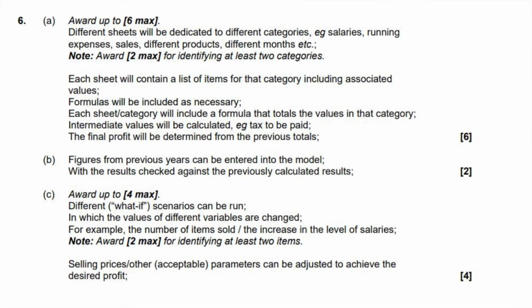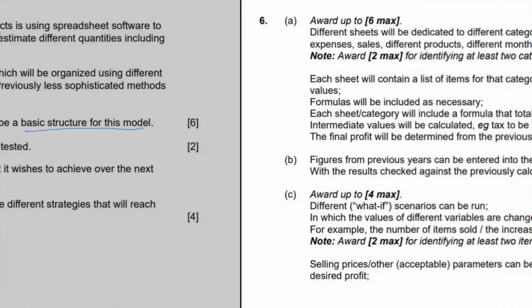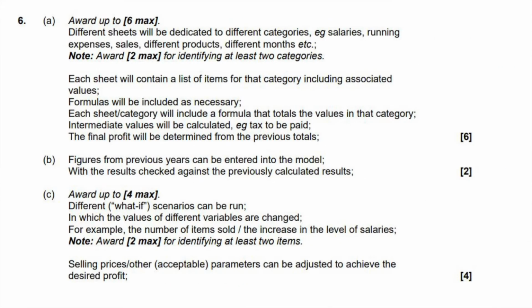If you look at the mark scheme, right here we basically have different products, and we want to use different sheets for different areas of the company's finances. So if we think about how that would be organized, we could say different sheets will be dedicated to different categories. So salaries, running expenses, sales, different products, different months, etc. So we're basically going to use sheets to distinguish different areas of the company. Each sheet will contain a list of items for a given category with the values.